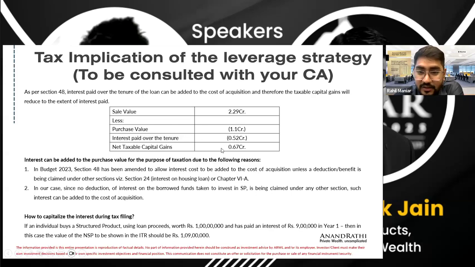So the net taxable gains is 67 lakhs, right? So you can add the interest component to the cost of acquisition and you pay taxes only on the net gains of the strategy and not on the complete gains of the structured product. Because as per section 48, you are allowed to add the cost of the interest expense as the cost of acquisition of that particular capital asset. And since structured debentures are capital assets, the same rule applies over here.